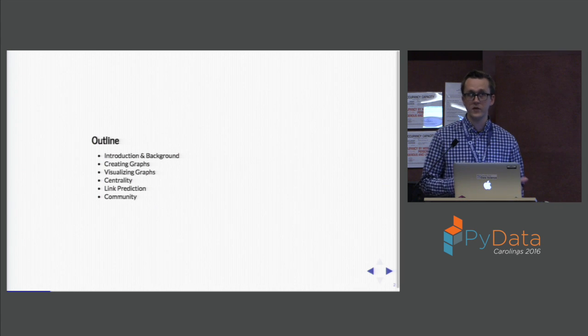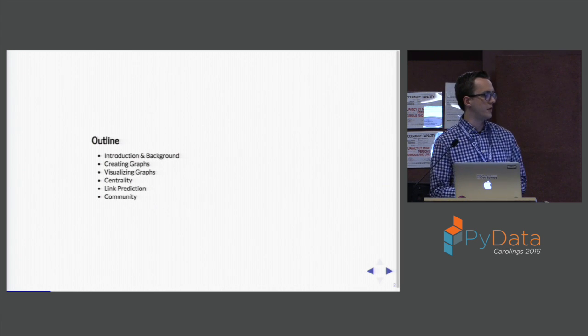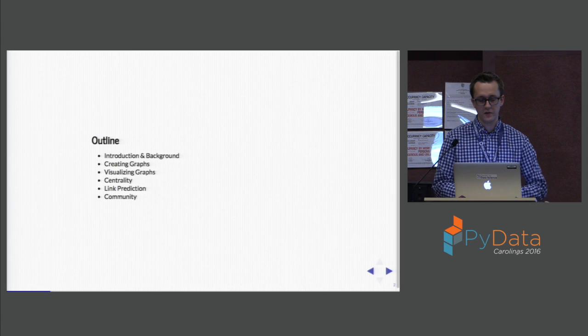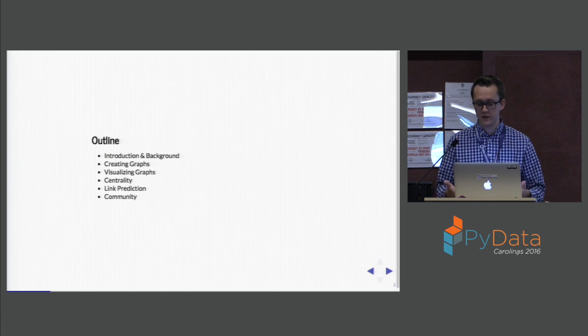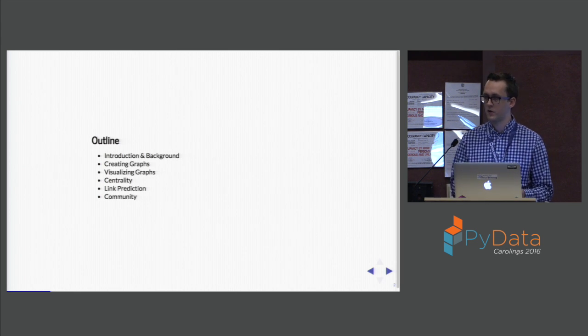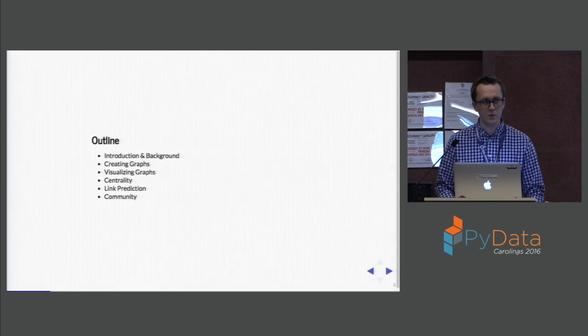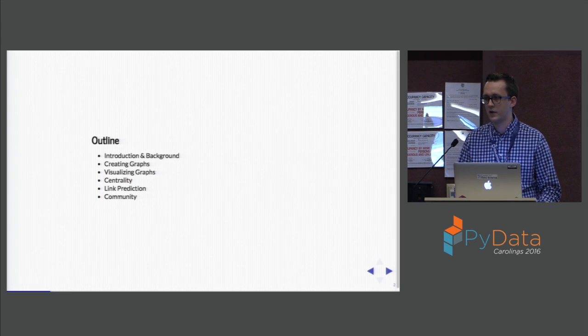All right, so we're going to be talking about social network analysis. We've broken it up into sort of 6 different ideas. We're going to give some background, some motivation first. We're going to talk about how to create graphs in NetworkX, how to visualize those graphs, what is centrality, or the idea of importance in a graph. We're going to do some link prediction, and then finally talk about community. We've got 90 minutes. We want to leave about 10 minutes for questions, so we do have some stuff we can cut out if we end up going a little long.